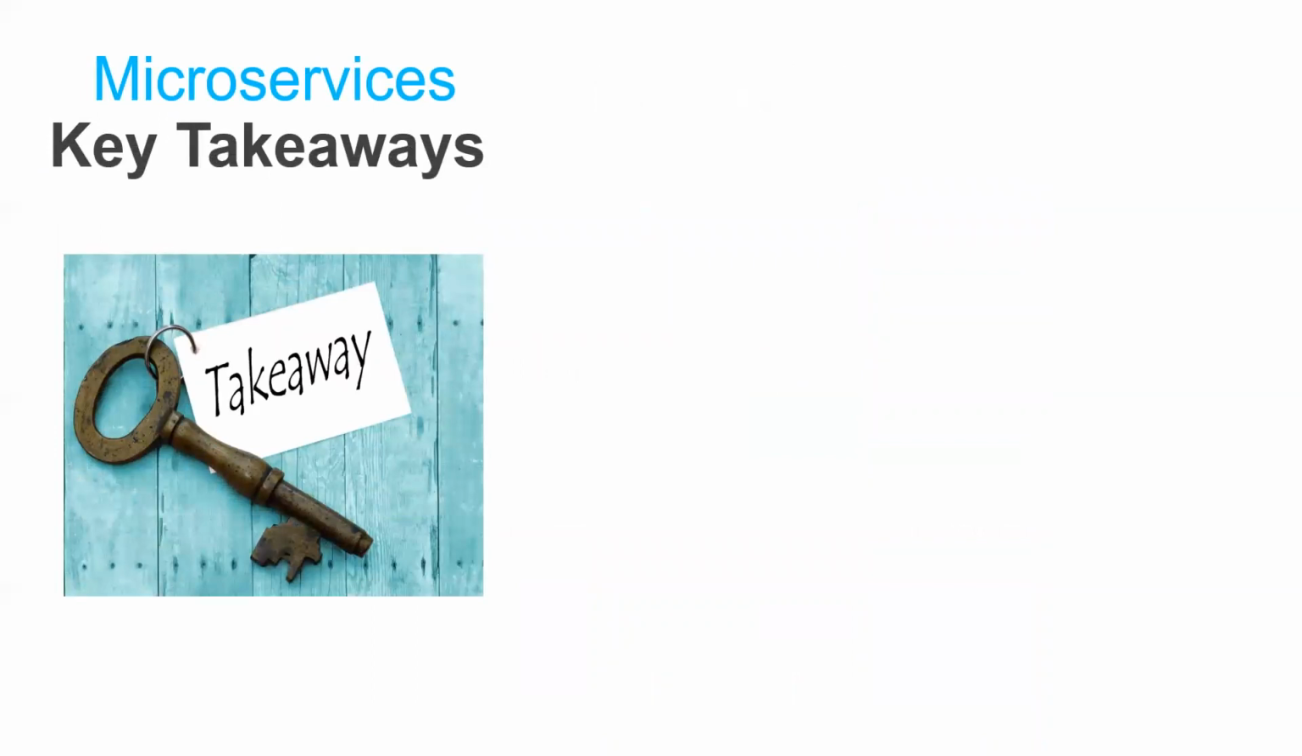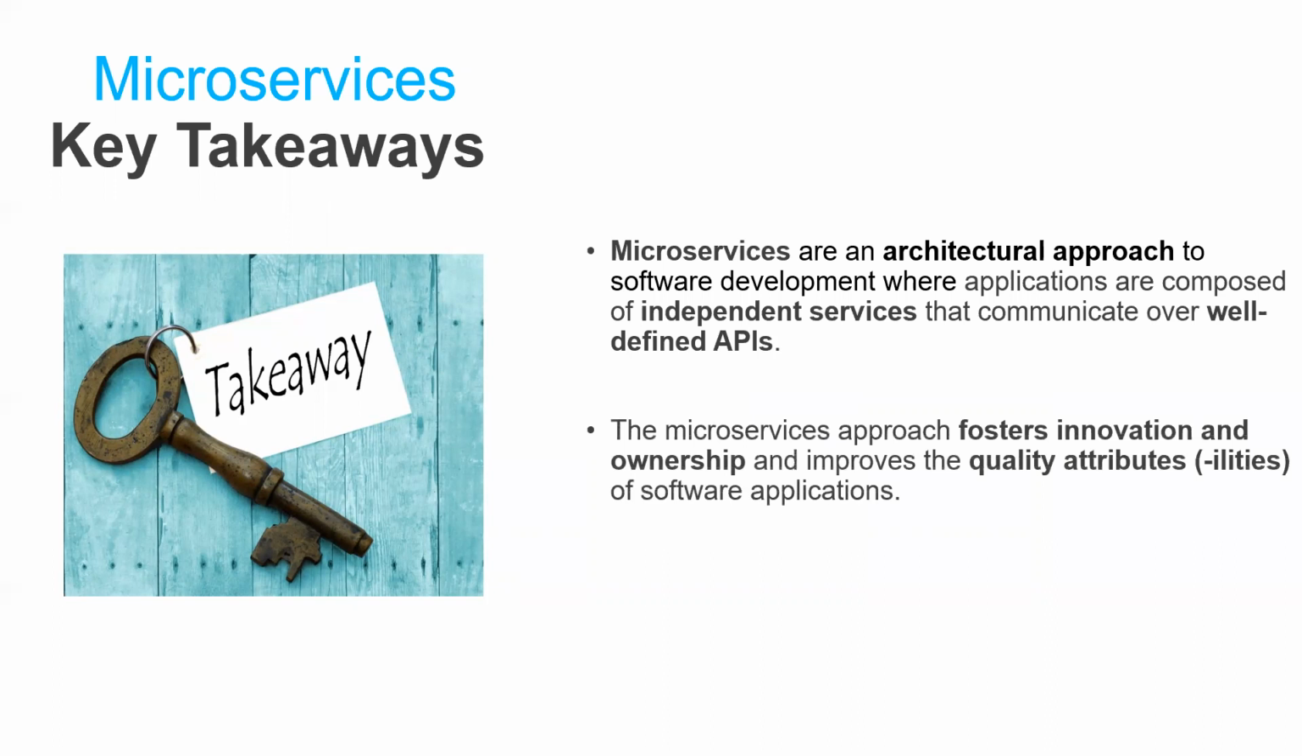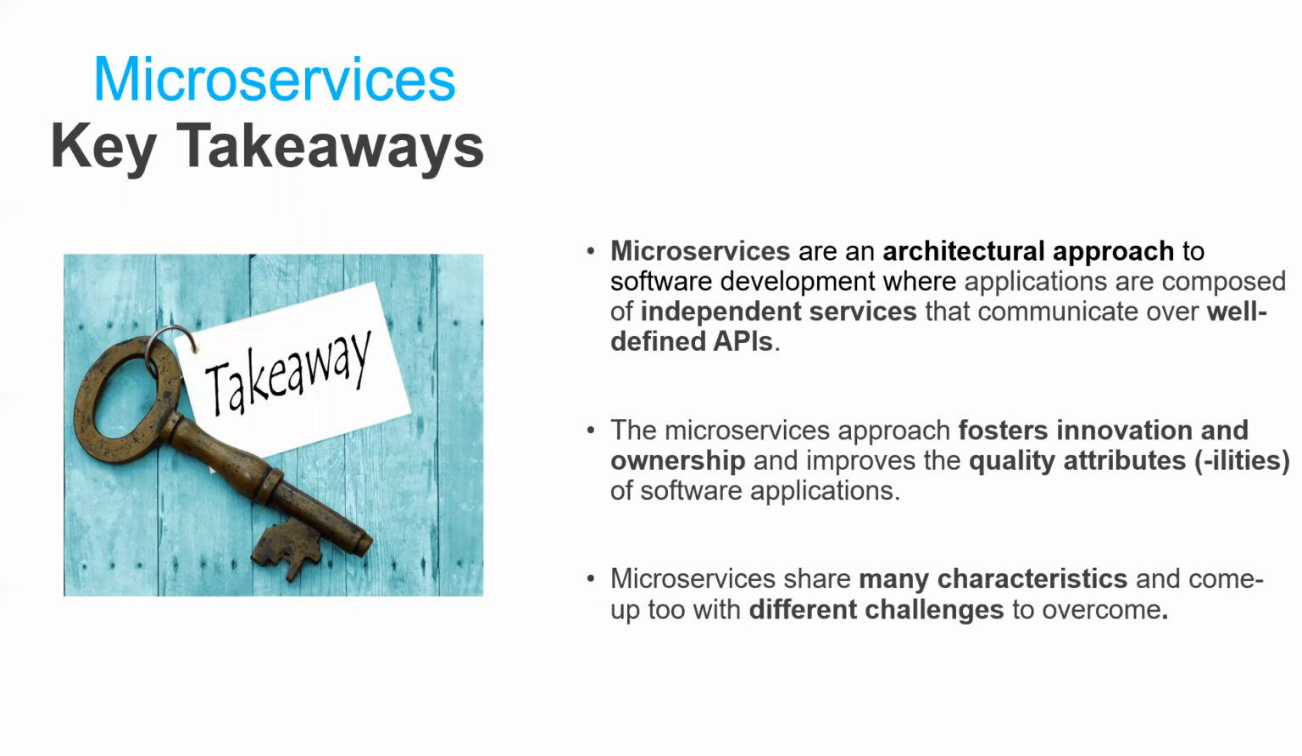To sum up this part of the lecture, here are some key takeaways to note. Microservices are an architectural approach to software development where applications are composed of independent services that communicate over well-defined APIs. The microservices approach fosters innovation and ownership and improves the quality attributes of software applications. Microservices share many characteristics and come with different challenges to overcome.